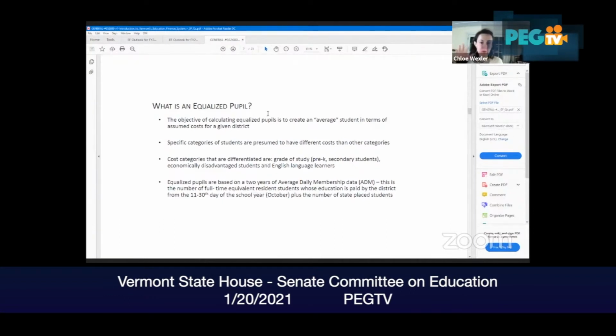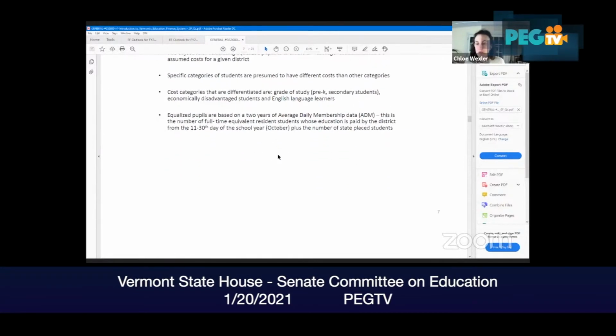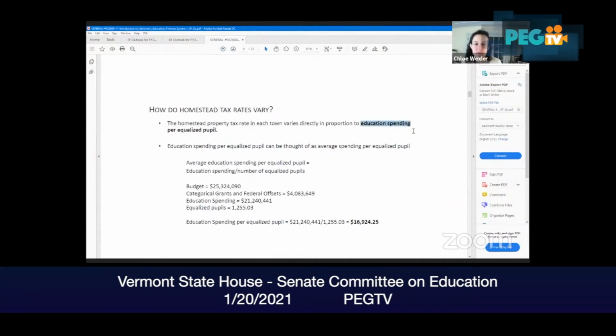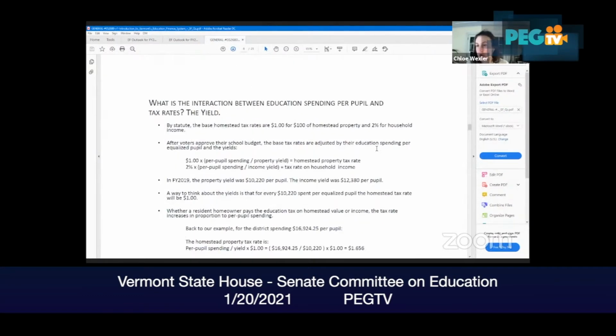When we're talking about the weighting study, one way that it might be factored in is through equalized pupils. It could also potentially be factored in through categorical grants. We use equalized pupils to come up with basically this special magic thing called education spending per equalized pupil, which is in turn what we use to set the local homestead property tax rates. So what is the interaction between education spending per equalized pupil and tax rates? The answer to that question is the yield. And we're going to give a go at giving another explanation of what the yield is.